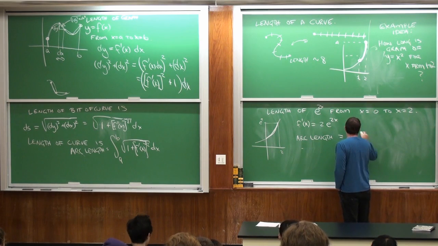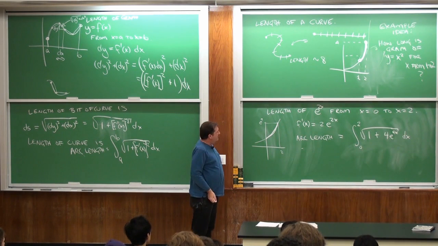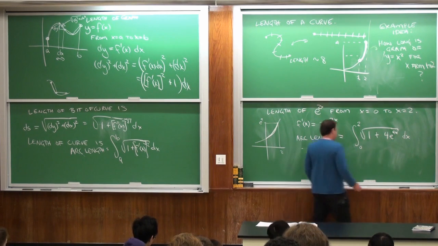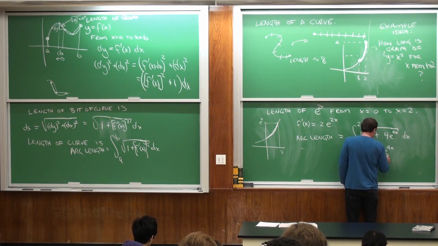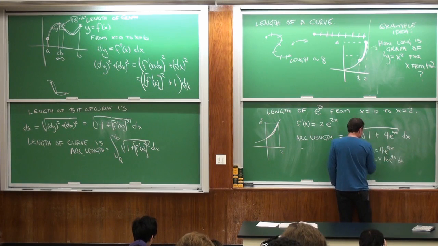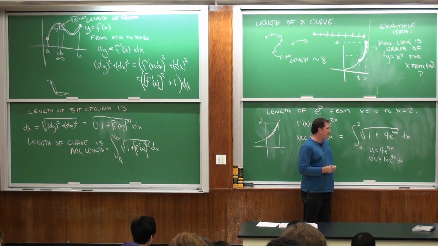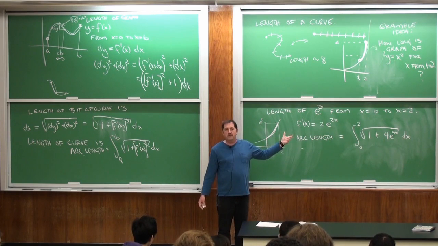So the arc length here is just this integral. I want to go from where I start to where I end, square root of 1 plus the derivative squared, 4e to the 4x, dx. Now, I can't do anything with that integral. Well, actually, can I? Let's see. If I let u be 1 plus 4e to the 4x, actually, maybe I can do this one. Can I? So du is 16e to the 4x dx. So, no, I can't do this one anymore. Square root of e to the u over u. I don't think I can. Doesn't help. So it's just ugly. Now if you want to know this number, you can use Simpson's rule or something like that.